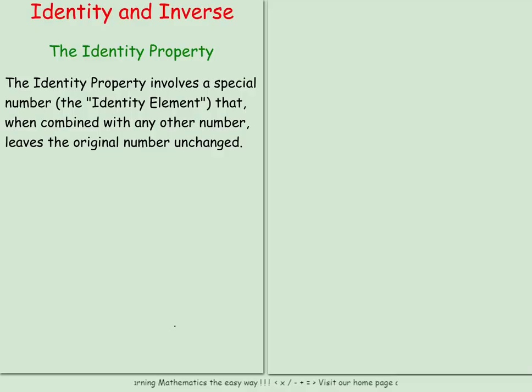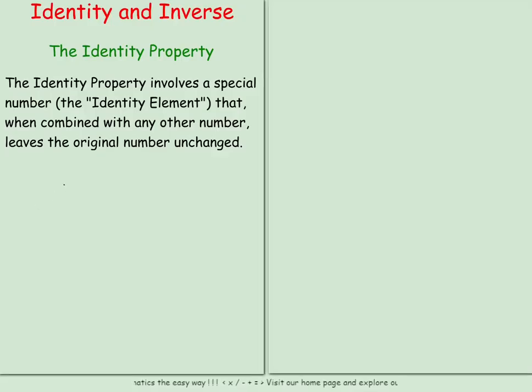So, what is the concept of identity, first of all? The identity simply involves a special number, which you call the identity element. When you take that identity element and combine it with any other number, the answer you get leaves it unchanged. What do I mean by that?